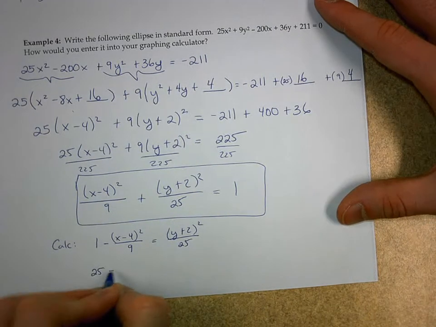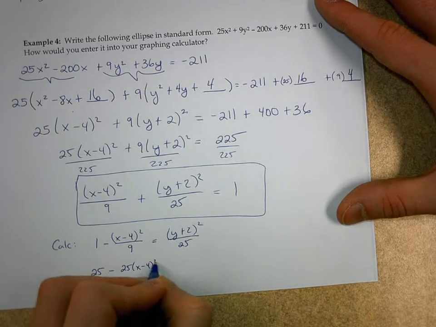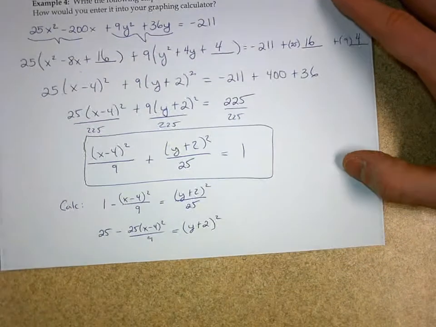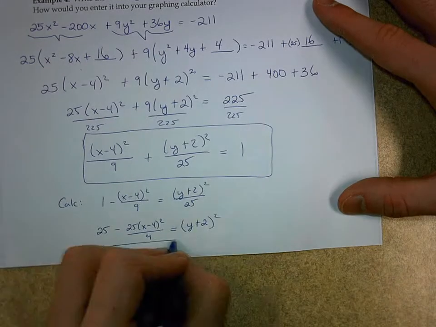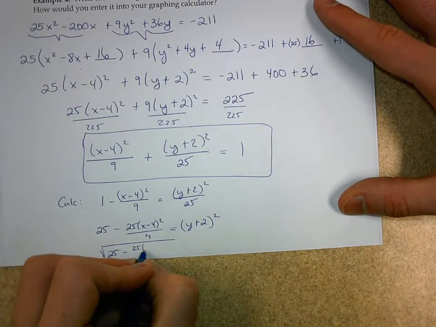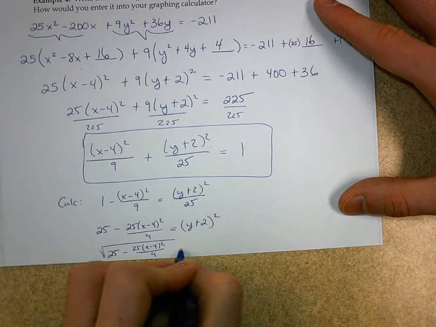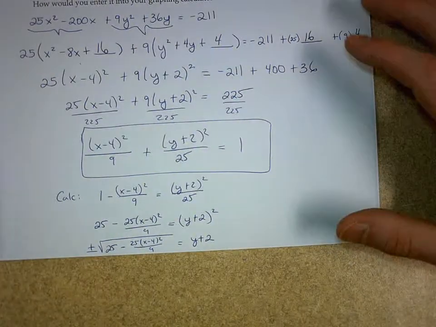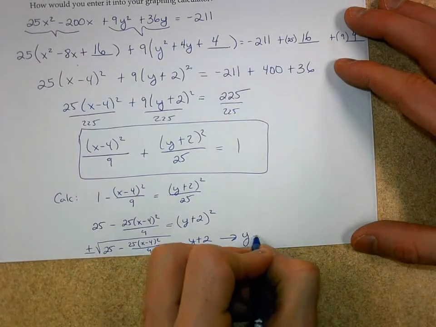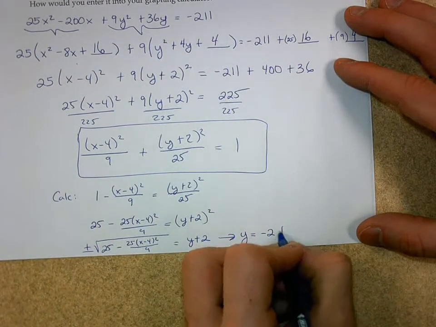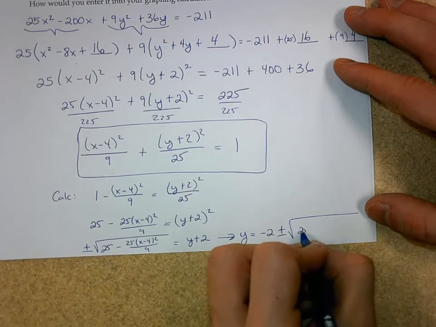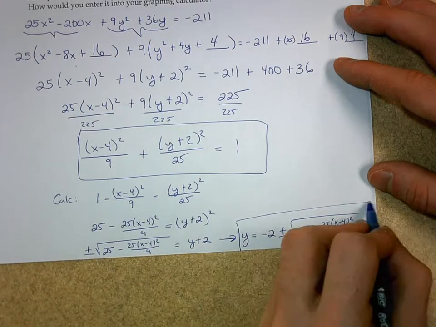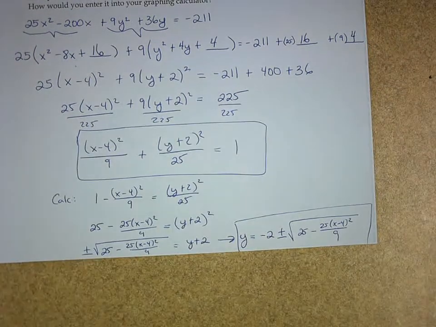Multiply both sides by 25, so 25 minus 25 (x minus 4) quantity squared over 9 is equal to (y plus 2) quantity squared. Take the square root of both sides. The square root of 25 minus 25 (x minus 4) quantity squared over 9 is equal to y plus 2. And that's actually plus or minus. And then the final thing to get y by itself is we'll subtract the 2. So negative 2 plus or minus the square root of 25 minus 25 (x minus 4) quantity squared over 9. Very ugly answer to plug into your calculator.